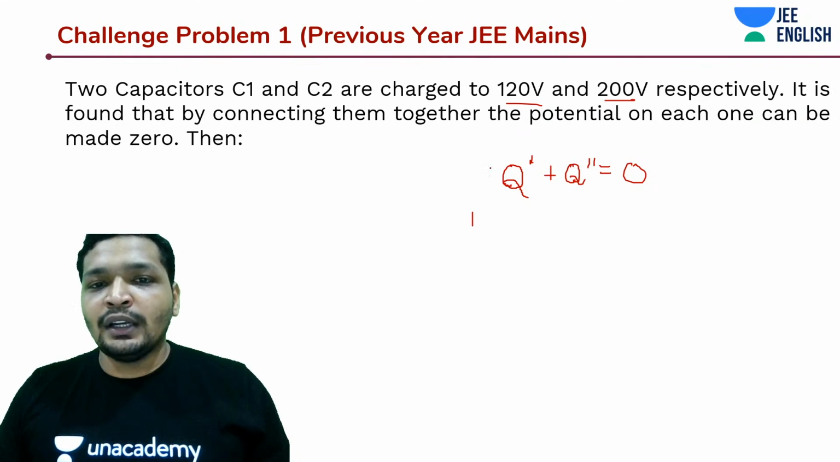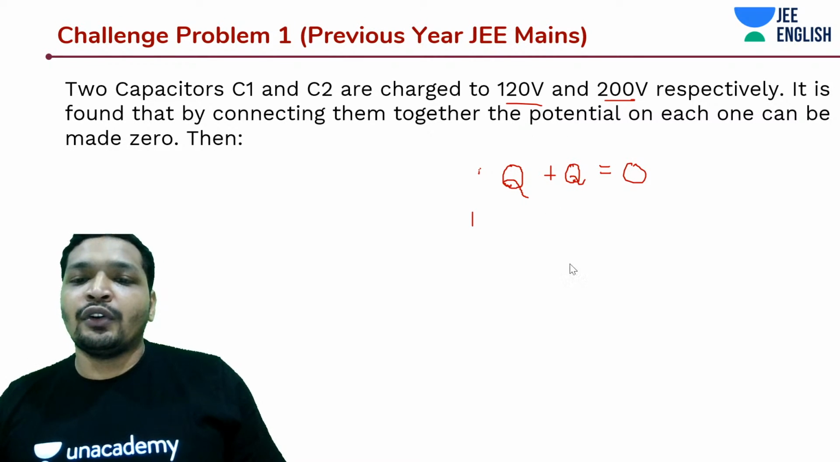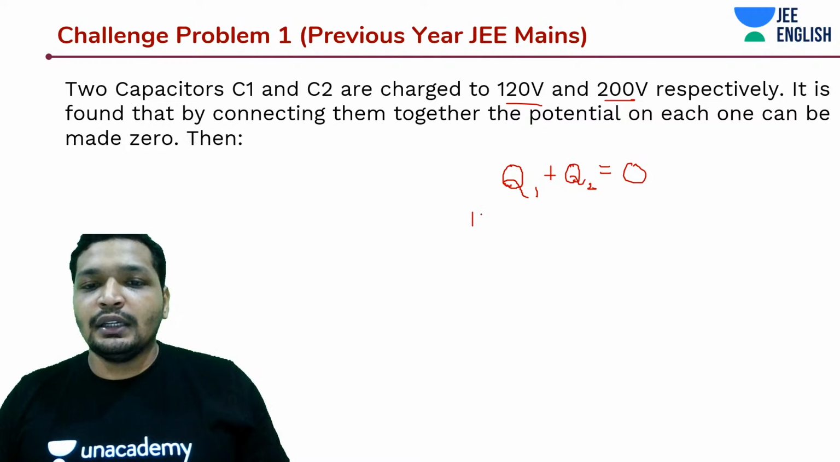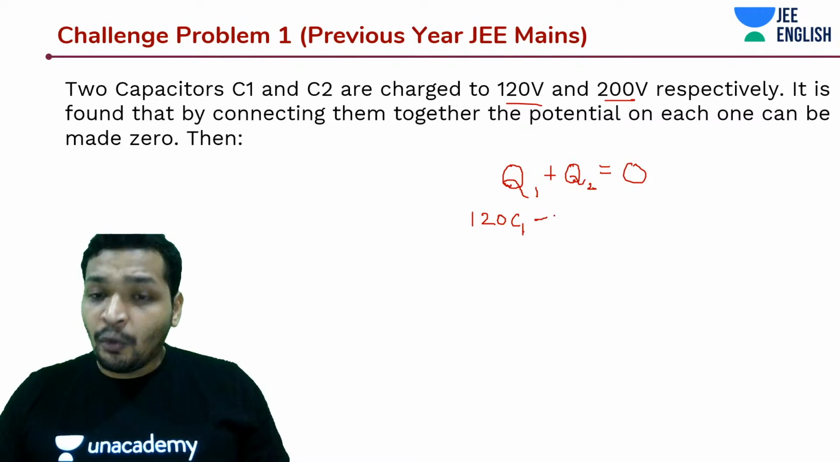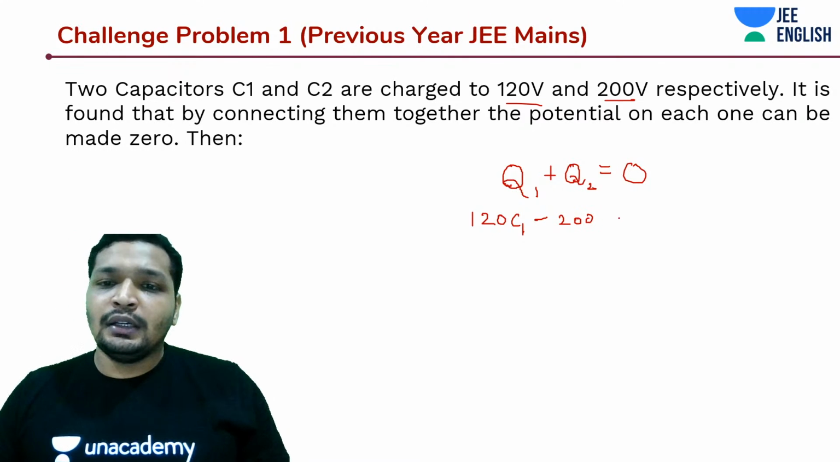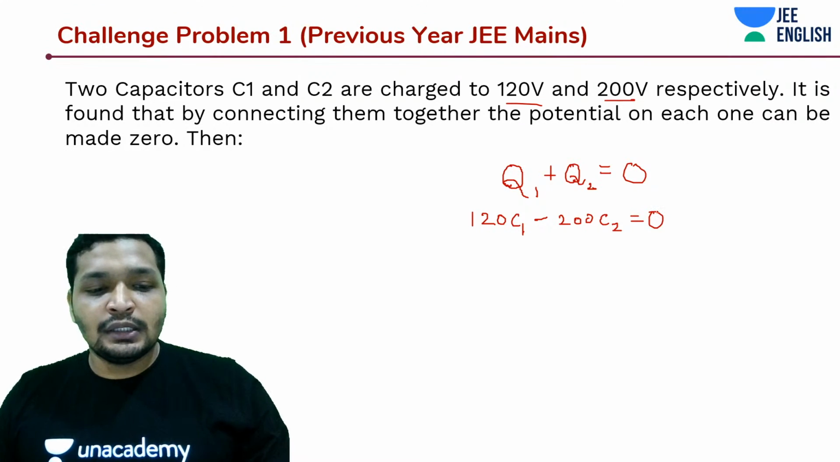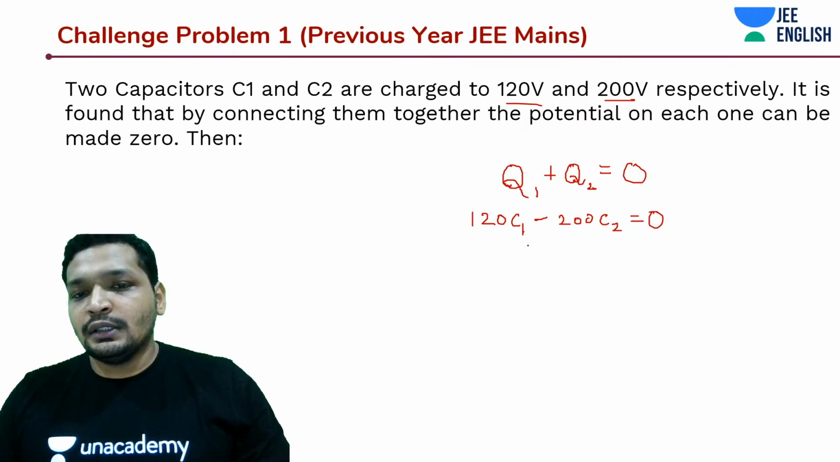What is the charge on Q1? Let's call this Q1 and Q2 so that we have a better understanding of things. So I'm going to call this Q1 and this Q2, right? So that means 120 C1, opposite polarity, minus 200 C2 is equal to 0. Right? So that means, just a moment. That means, how much is this? This is going to yield you some equation that you have to verify.